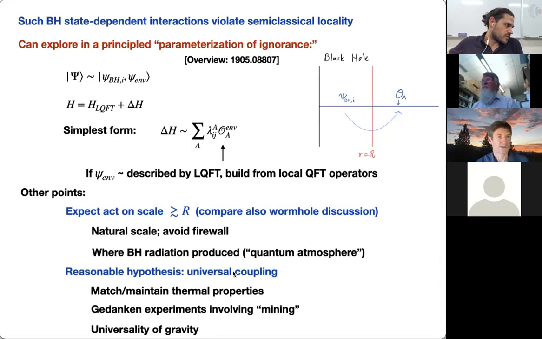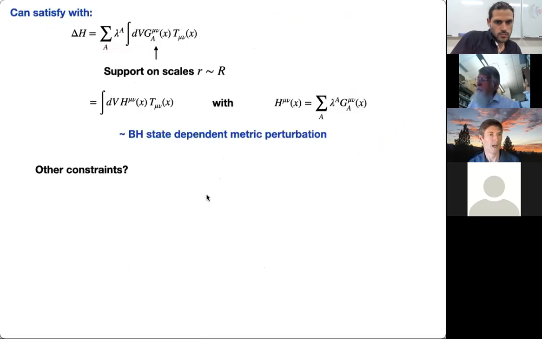Another point is that it's a reasonable hypothesis that these couplings are universal to all different kinds of matter and fields. That both preserves a large part of the very pretty story of black hole thermodynamics, and addresses certain Gedanken experiments involving what's called black hole mining, and also reflects the general universality of gravity that we find in nature.